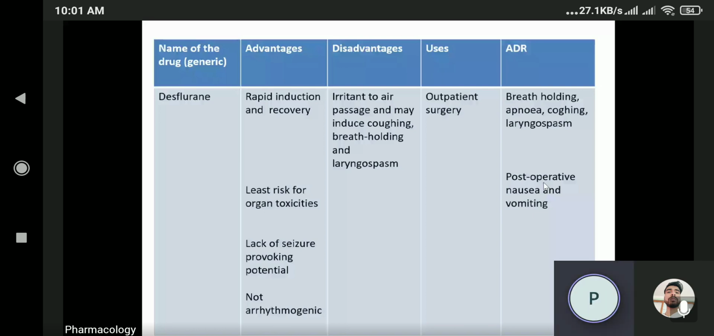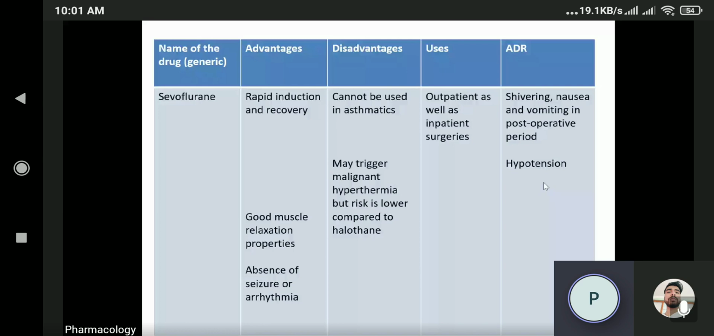So next drug is sevoflurane. If you have noticed, the fluorane drugs, that is isoflurane, sevoflurane, desflurane, they all have rapid induction and recovery. Also, they have good muscle relaxation properties. If you need relaxation of muscles during the surgeries, you don't need to add another skeletal muscle relaxant drug. That will be an advantage of the use of sevoflurane. And also there will be absence of seizure and arrhythmia, so no bradycardia or tachycardia, and it can even be used safely for patients with epilepsy also.